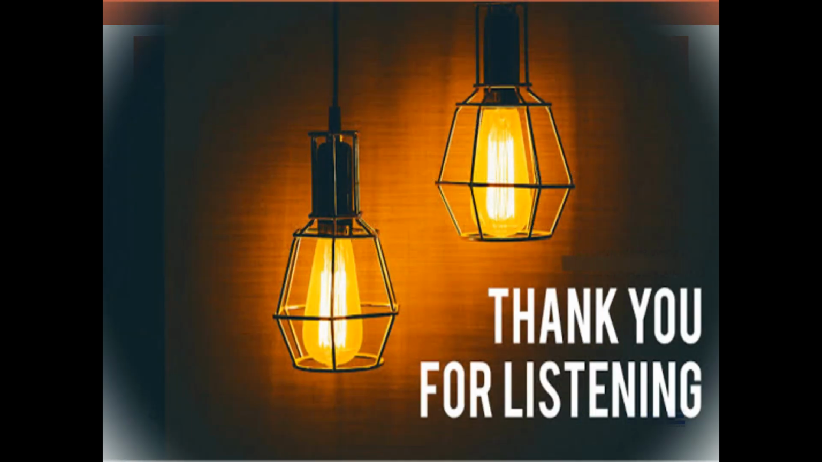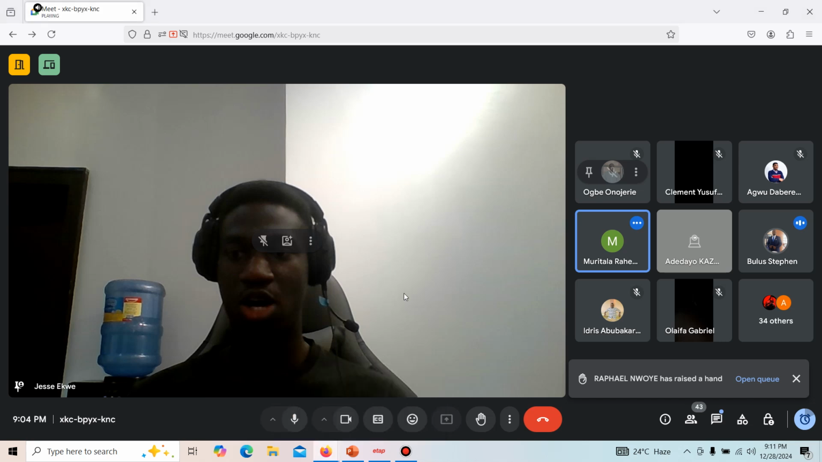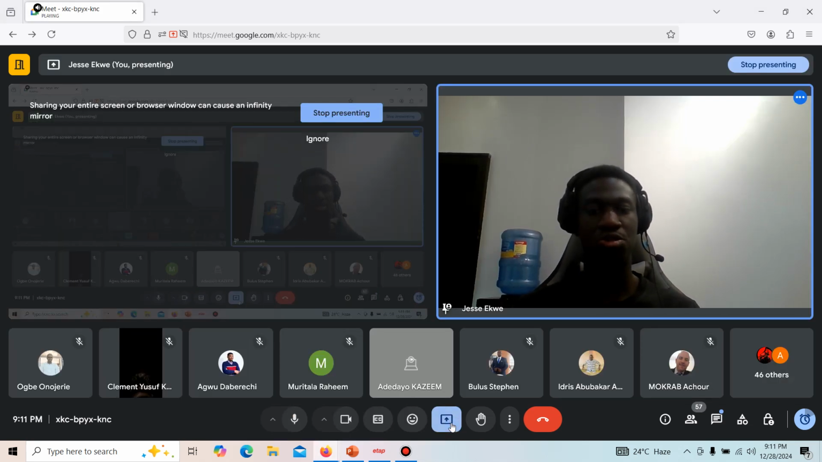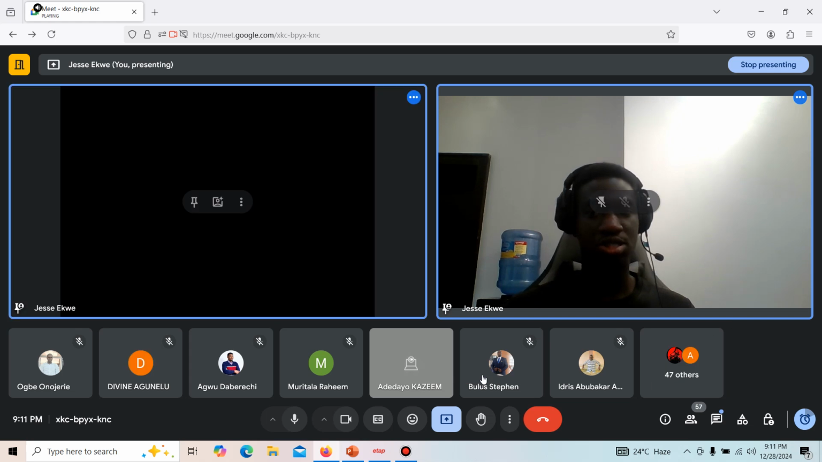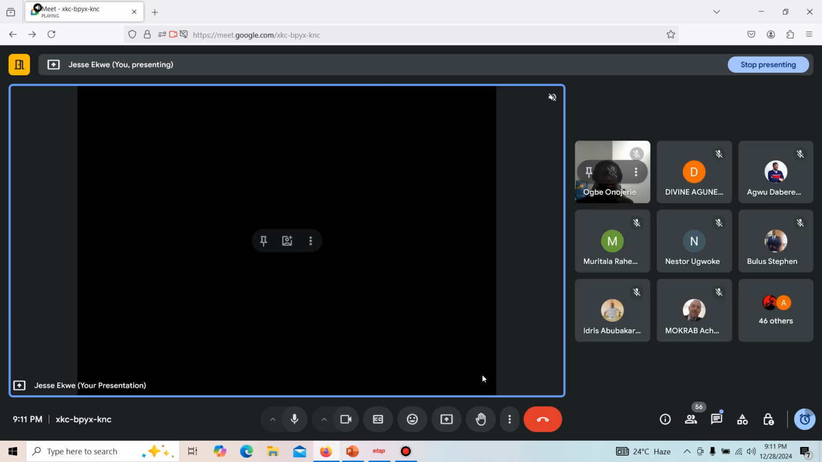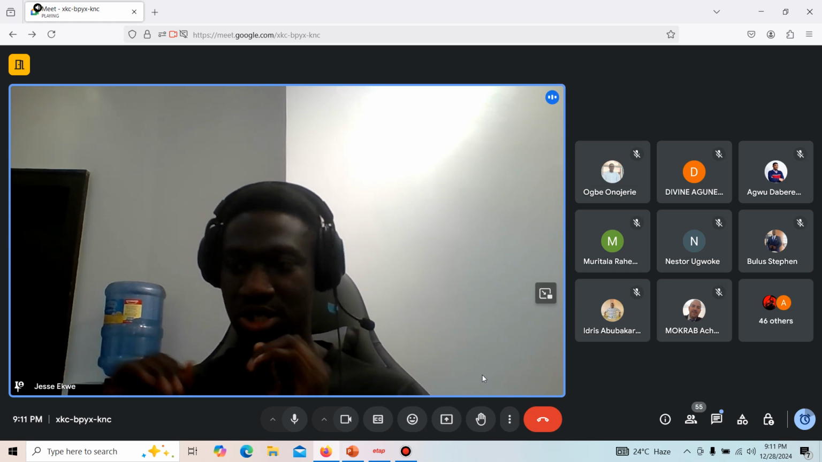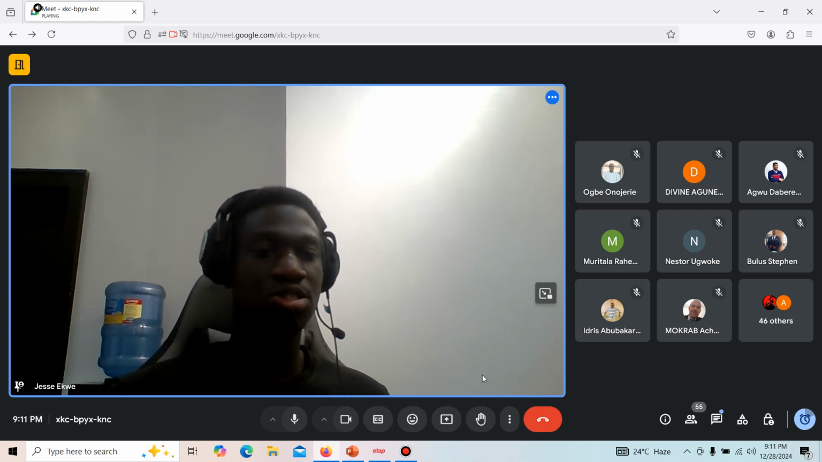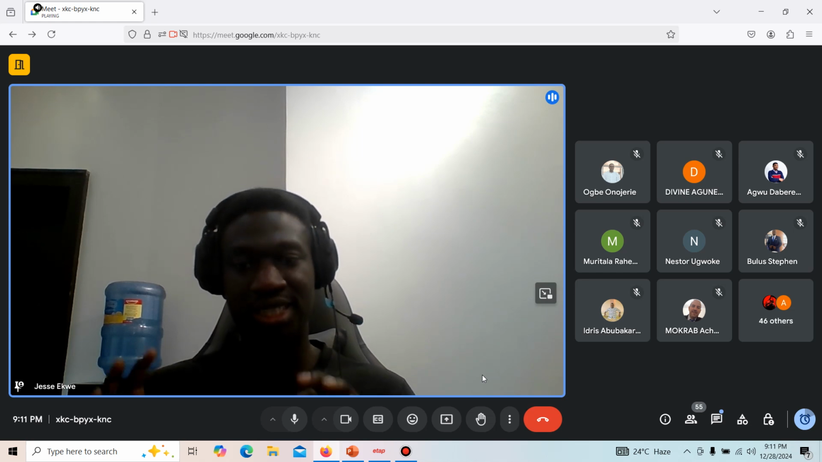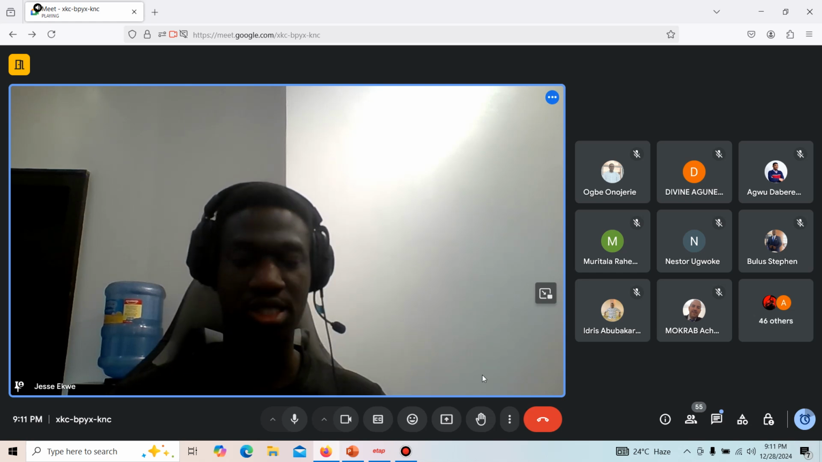In tomorrow's session, we are going to be discussing and having much more practical illustration of the software, how the software operates, how we can use the software to design our overcurrent protection scheme, how we can use the software to test our fault isolation to see if what we have designed is actually working, and also how we can use the software to design and test our relay coordination in the system. That is our agenda for tomorrow.